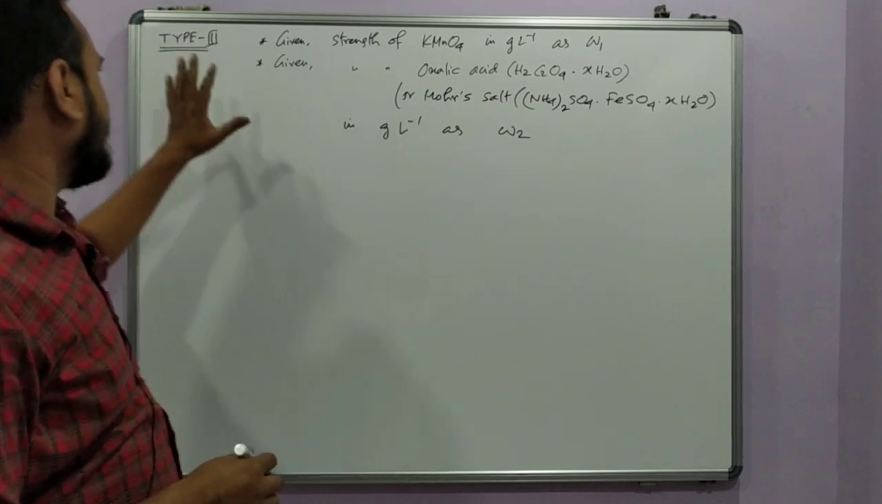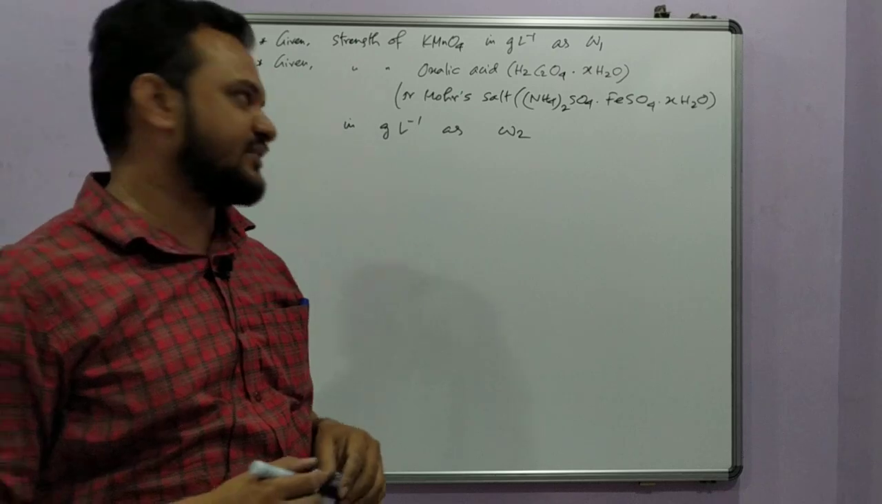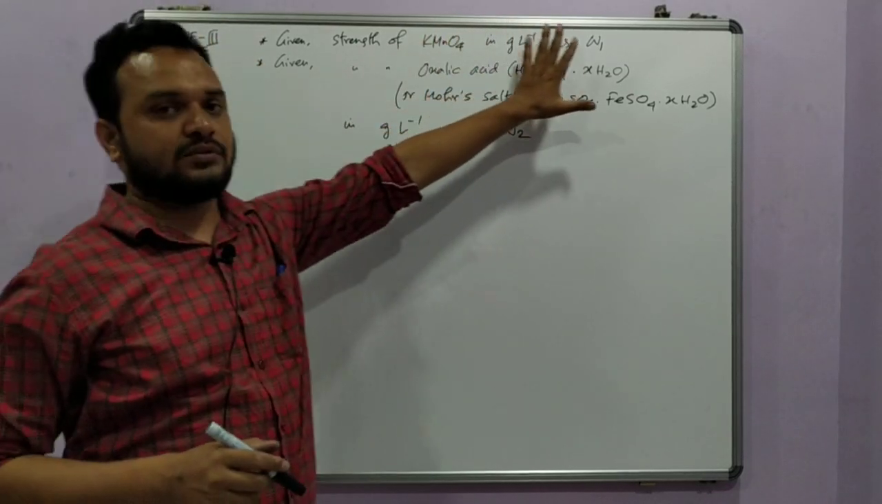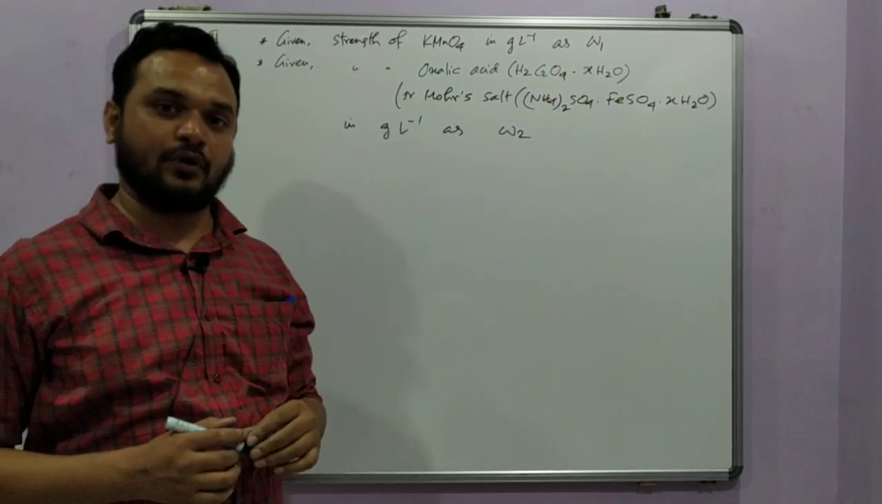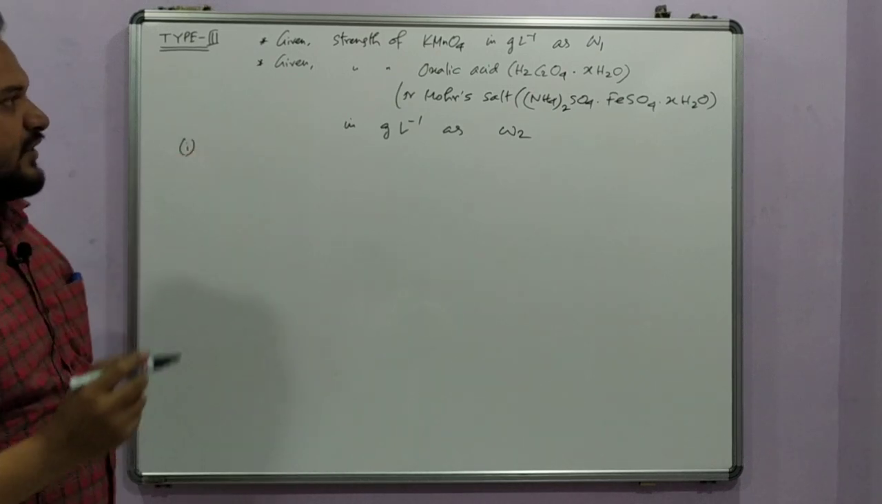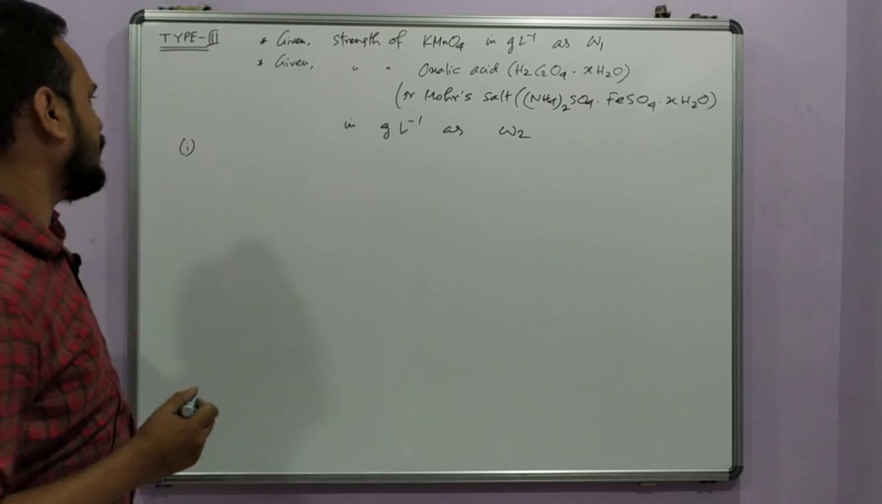Now come to the third type, where you are asked to calculate this X value, that is the number of water of crystallization. Here, none of the samples will be given as impure sample. Both are pure here. So what is the first question here? The first question is again the molarity of the KMnO4 solution.